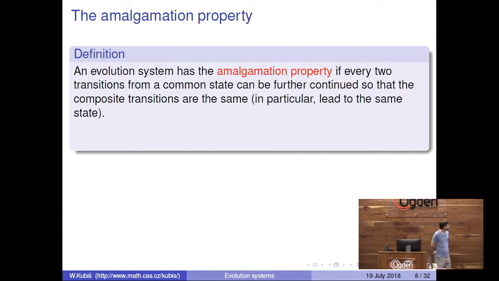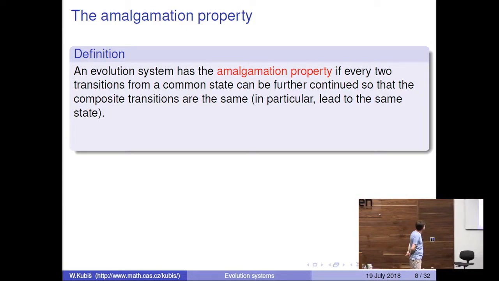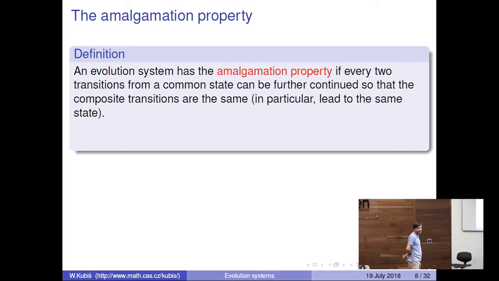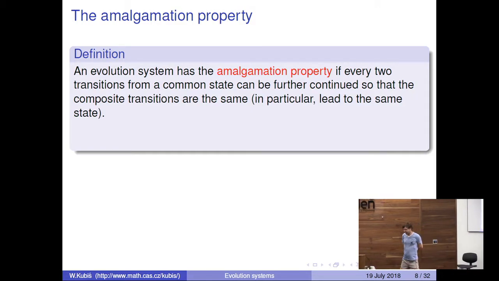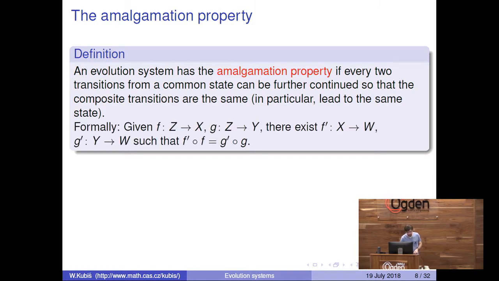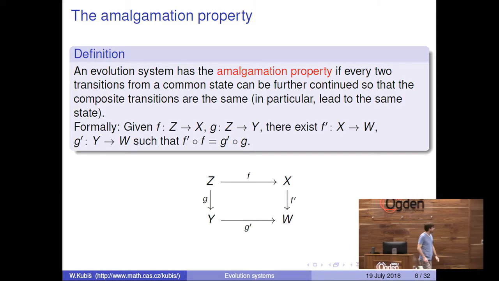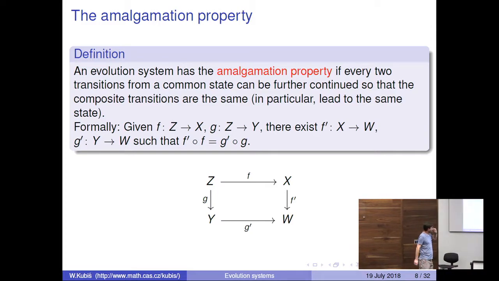So here is the crucial property needed for the existence of some special objects after, which will be defined a bit later. So the amalgamation property: you can either read this text or look at the diagram. This is actually very well known in model theory, algebra, less known maybe in topology. And there will be some topology later.